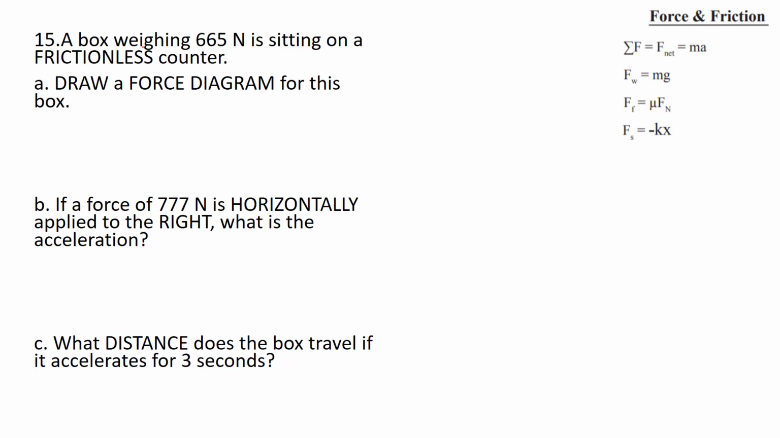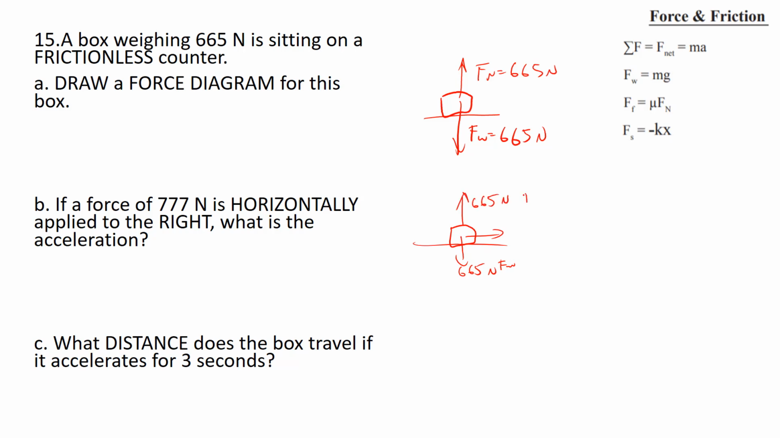Okay, a box weighing 665 newtons is sitting on a frictionless counter. Draw a force diagram of this. Well, they give you the weight in newtons, 665 newtons. And it's sitting on a counter, so it's going to have a normal force of 665 newtons as well. Okay, and now when you switch it up a little bit, 665 newtons is the weight, and 665 newtons is the F normal.